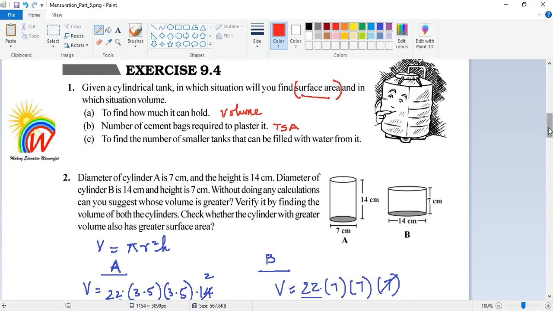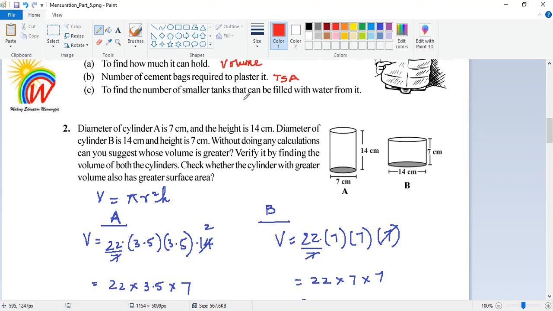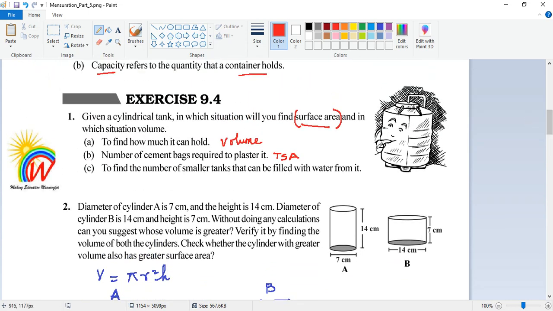Alright, now coming to the next one. To find the number of smaller tanks that can be filled with water from it. Now if I ask you, how many small tanks can be filled with this much water? Like so much water is there in this particular Syntex tank, right? It's a big Syntex tank. Now from here, how many small tanks can be filled? So what will you do? You find the volume of this, you find the volume of these tiny tanks and divide both of them. So that will give you the number of tanks which can be filled. So here also we use the volume formula.